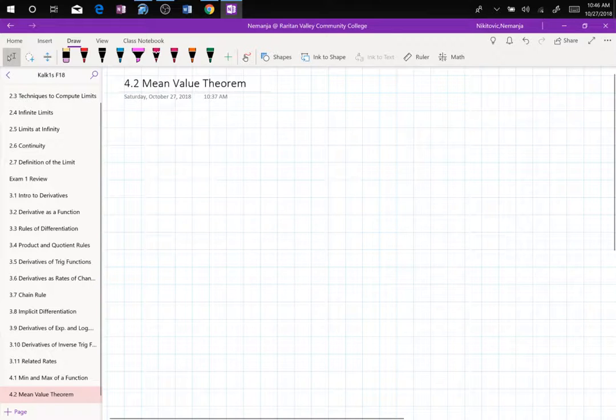Now we are going to talk about the mean value theorem. The word mean as in medium, as in the middle, not as in evil. Okay? So let's first understand the concept.